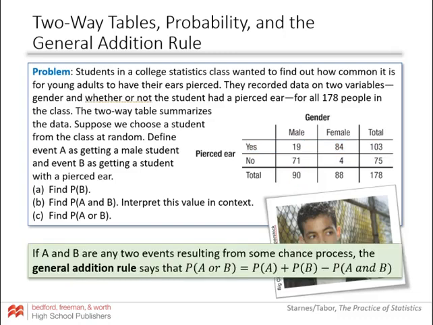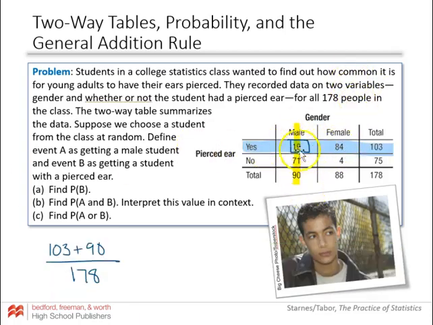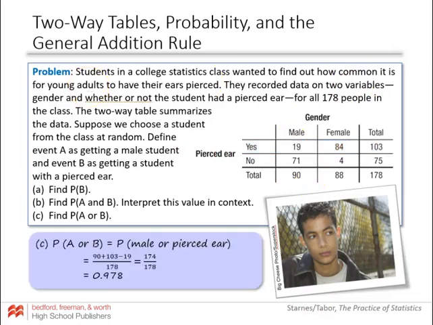Okay, so the general addition rule: we have the probability of A plus the probability of B minus the probability of A and B. So this is when events are not mutually exclusive. When they were mutually exclusive, like in our M&M example, we can just add them together. But when they're not, we have to subtract the overlap, the place where those two things overlap. So it is 90 plus 103, but we have to subtract 19 out of there so that we don't count those 19 students twice.